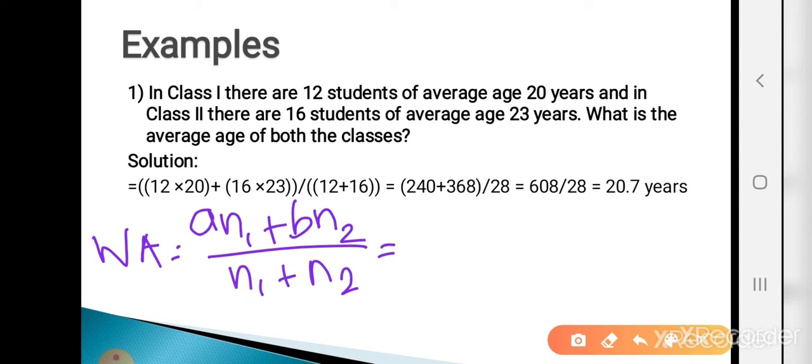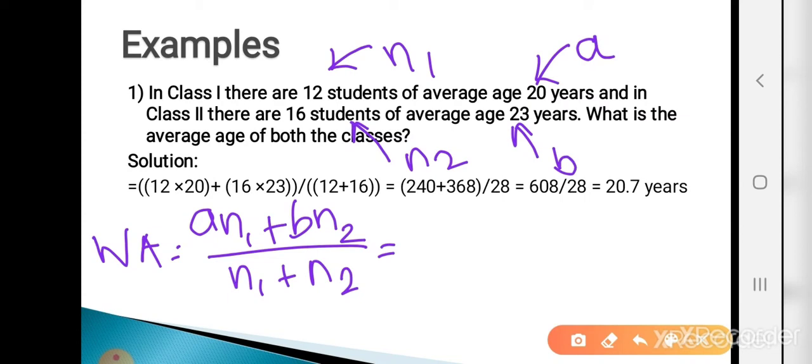See, in class A, there are 12 students of average age 20 years. So, here the N1 value, that is the number of observations, is 12. And what is the value of A? That is the weight, 20. Similarly, there are 16 students in class B. So, the N2 value is 16. And what is the value of B? That is 23 years. So just plug the values of A, B, N1, N2 into the formula.